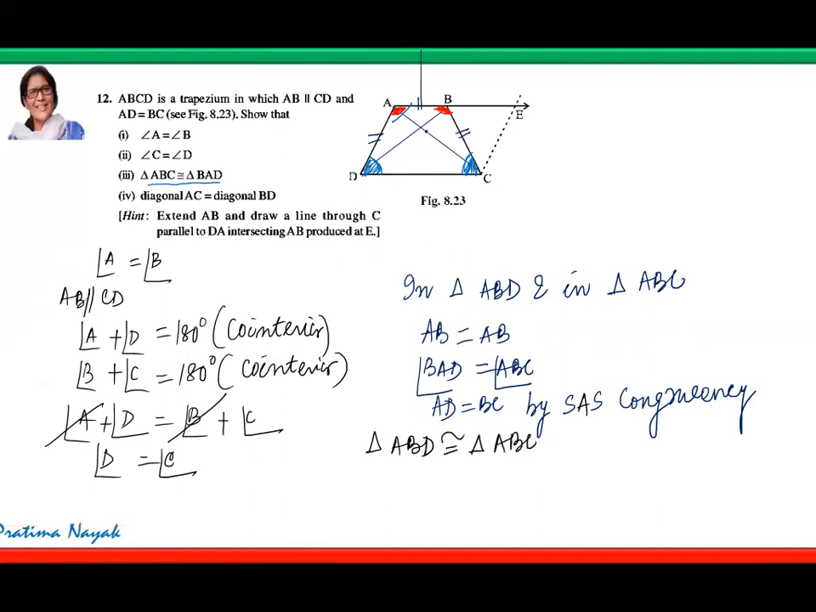So if they are congruent, then the diagonals will be equal. Why? Corresponding parts of congruent triangles. So this is the fourth part: diagonal AC is equal to BD, corresponding parts of congruent triangles. I hope you have learned and written. Geometry, sometimes we feel it is difficult to write down. If you know how to write in a systematic way, then you can do it. So we finished the quadrilateral first portion, then we'll go for the midpoint theorem. Thank you.